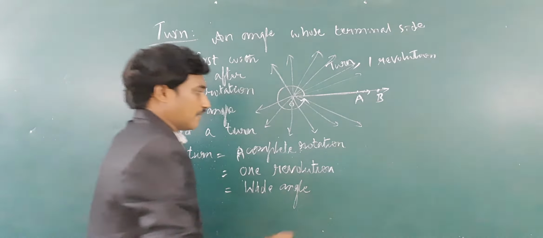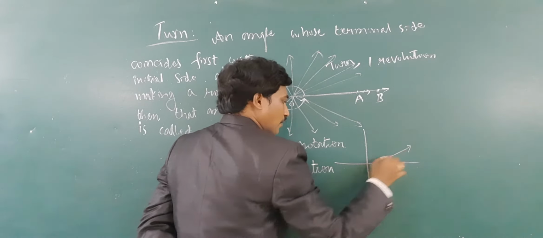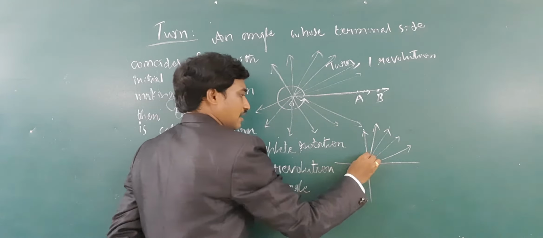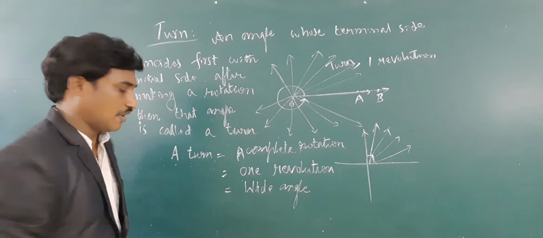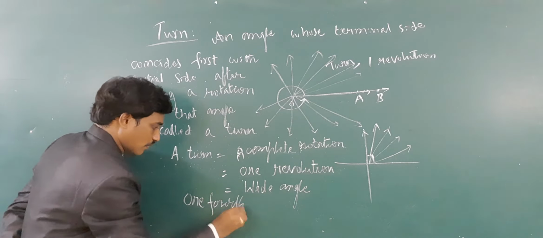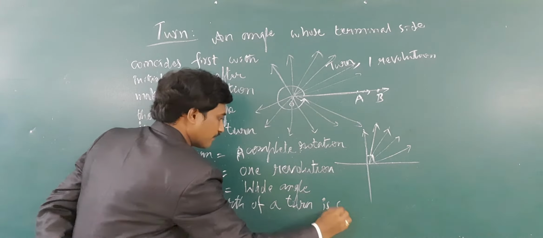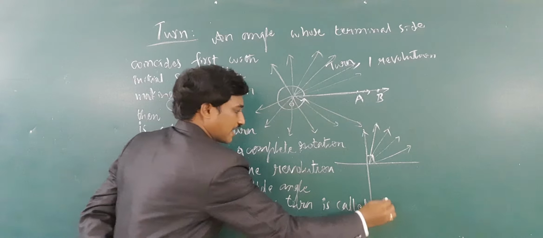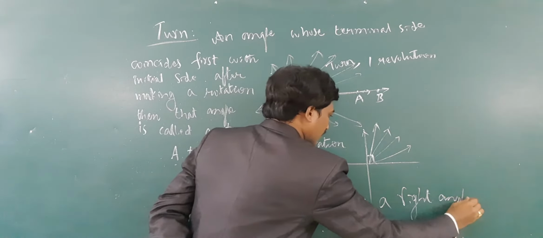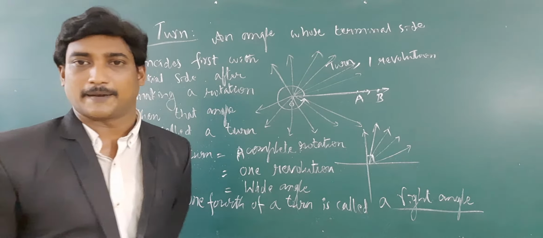Here, in this turn, one-fourth of a turn is called a right angle. One-fourth of a turn is called a right angle.